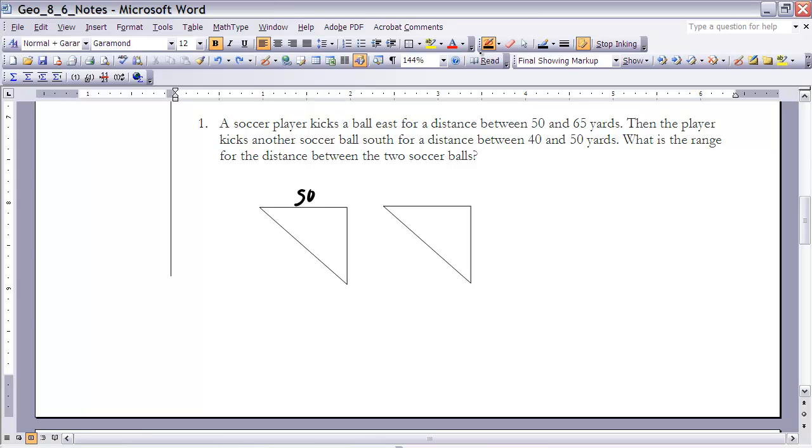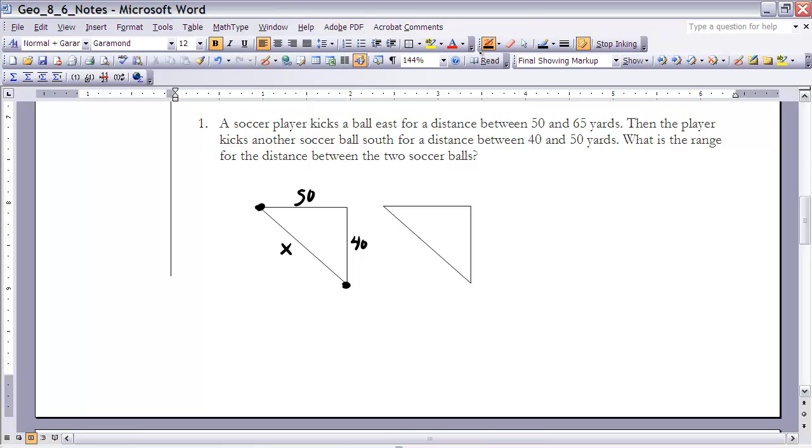And then I'm also going to make this the minimum one. So if this is 50, then he kicked it south 40. So we're trying to find, here's where one ball is, and here's where the other ball is. So I want to find what this distance is.